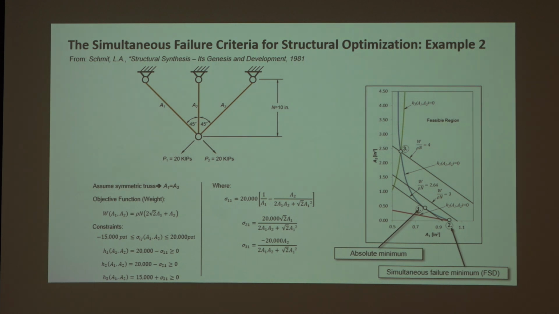The weight is given by W, which is a function of A1 and A2, okay? And it's given by that equation right there. Just notice that N is the length between the nodes, so you can see N is up there.